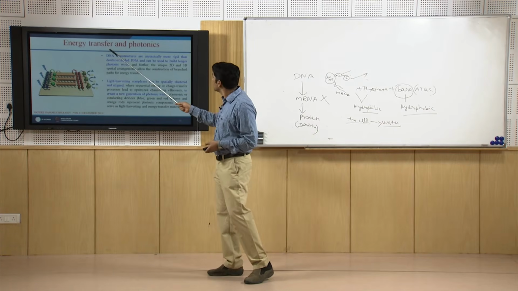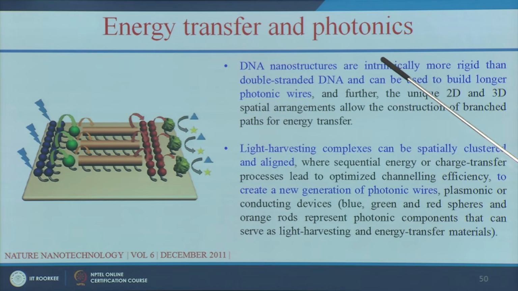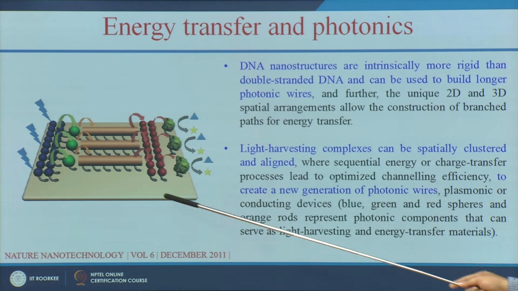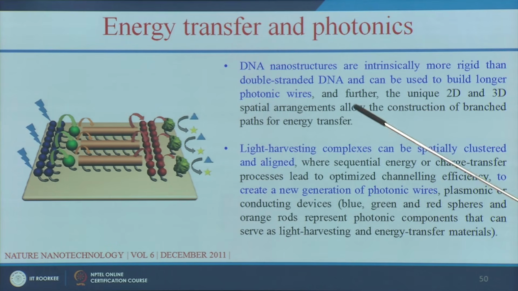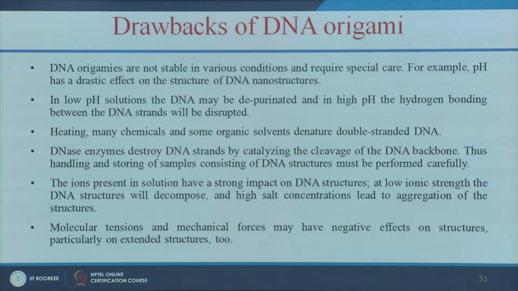And the next application is we can also use these DNA based nanostructures for energy transfer and photonics. Here the DNA nanostructures are intrinsically more rigid than double stranded DNA, so they can be used to build longer photonic wires. Using this we can harvest light. It can act like a light harvesting complex, spatially clustered and aligned to create a new generation of photonic wires. So we can use the DNA as photonic wires, and we can also use it for energy transfer as well as photonics.